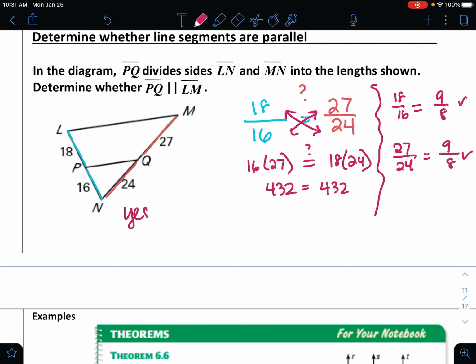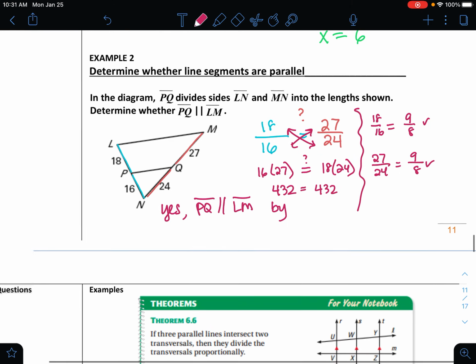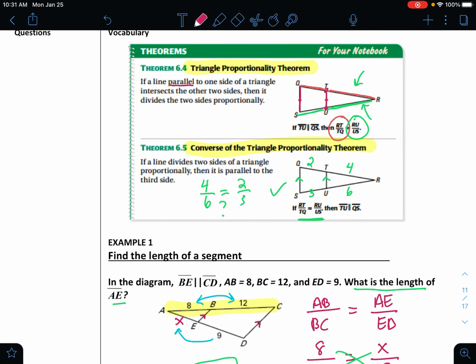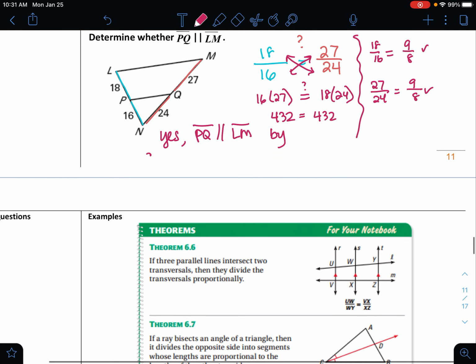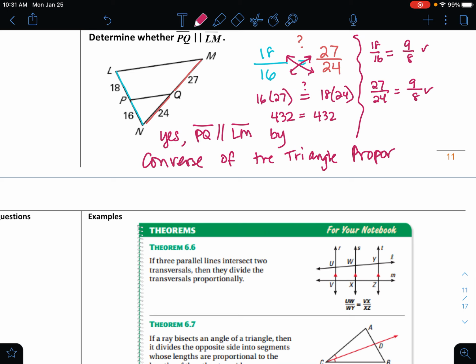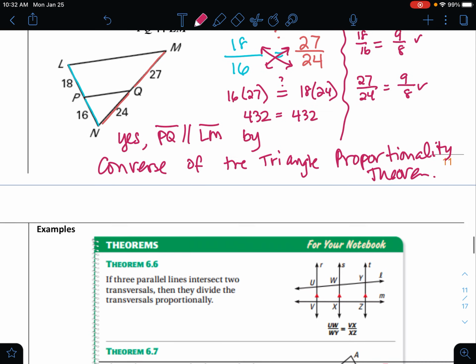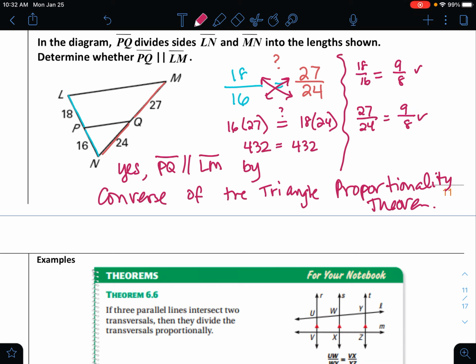So determine whether they're parallel. I'm going to say here, yes, PQ is parallel to LM by the converse of the triangle proportionality theorem. That's quite a word, proportionality theorem. This is more of a checking type of theorem rather than solving for x.